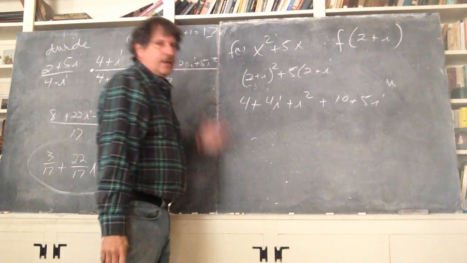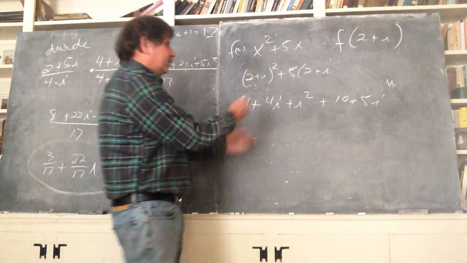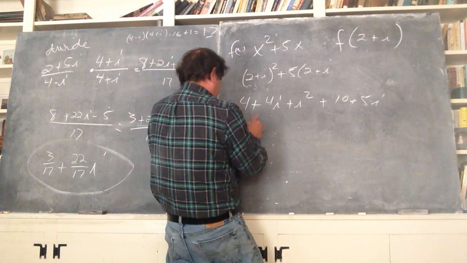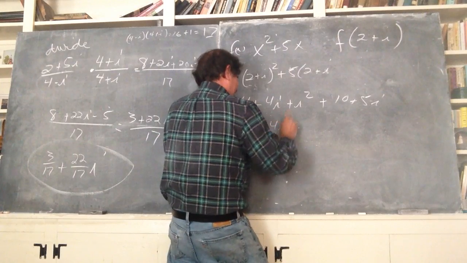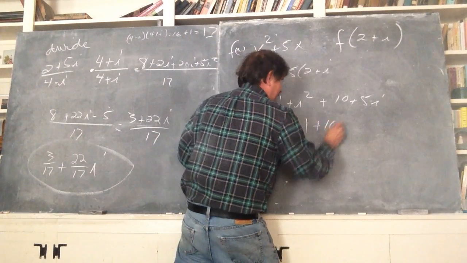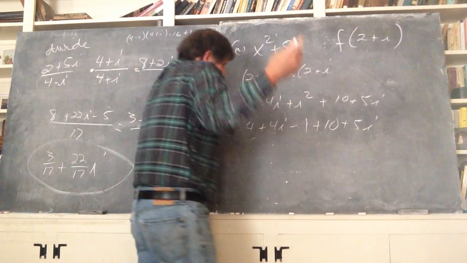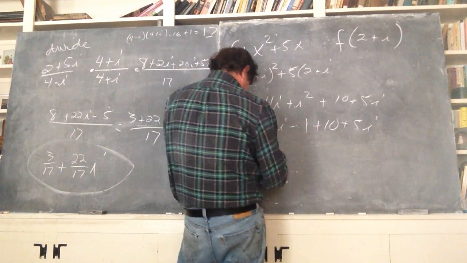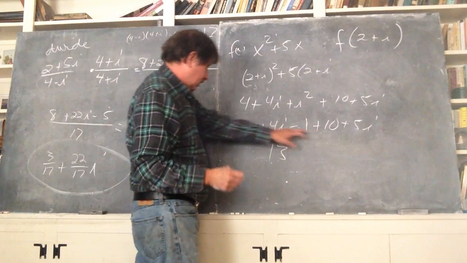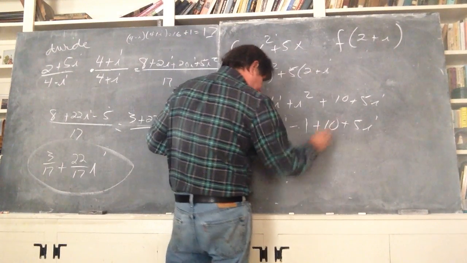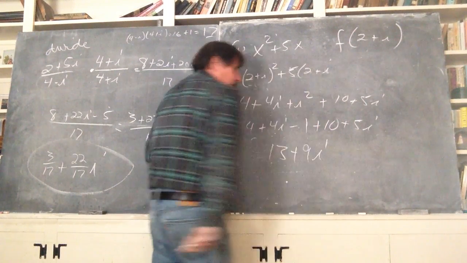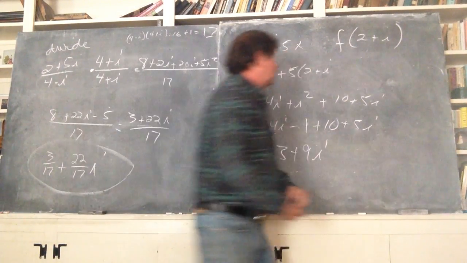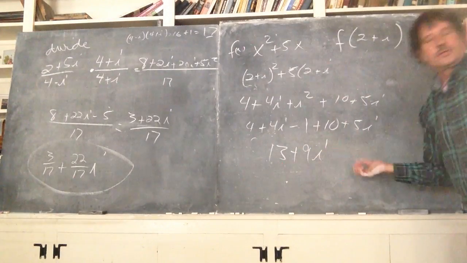It's just algebra. Like I say, this particular section is great for you to practice your algebra skills. So i squared is minus 1. Writing it all down: 4 plus 4i minus 1 plus 10 plus 5i. Group similar terms. The real part is 4 minus 1 is 3, plus 10, 13. The imaginary part, 4 and 5, is 9i. There you go. The function x squared plus 5x at 2 plus i is 13 plus 9i.